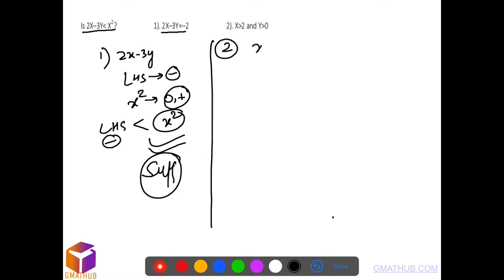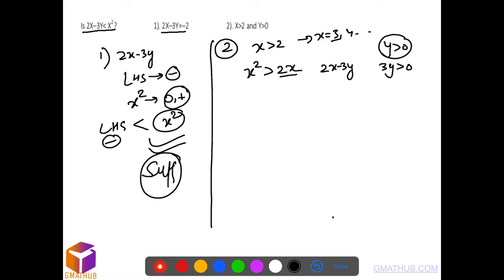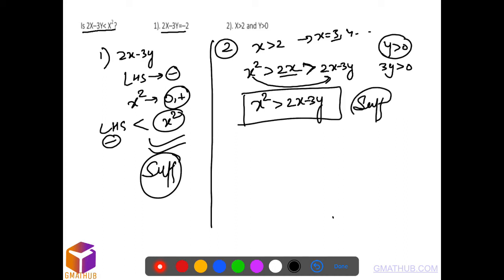Second statement, x is greater than 2. Let's say x is equal to 3, 4, such numbers. In this case, x square will be greater than 2x for sure. Okay, 3 square is bigger than 2 into 3. So all the values of x greater than 2 would satisfy this thing. Now it says y is positive, so 3y will also be positive. So now if I do 2x minus 3y, 2x will be bigger than that. So x square we can conclude is bigger than 2x minus 3y. This is also sufficient.